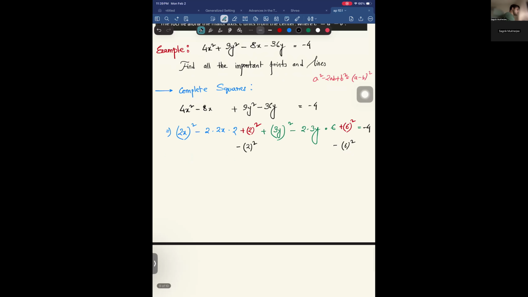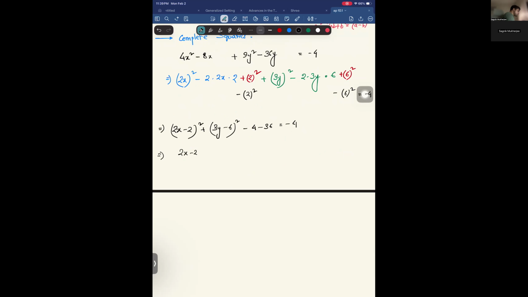Okay. And this will be equal to -4. So rearrange everything: (2x minus 2) whole squared plus (3y minus 6) whole squared minus 4 minus 36 equals -4. Meaning (2x minus 2) whole squared plus (3y minus 6) whole squared is equal to 36, right?